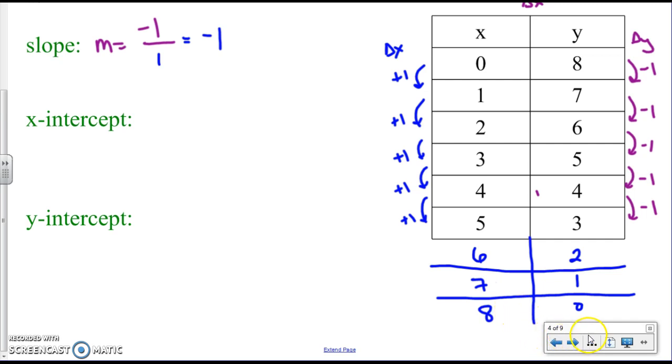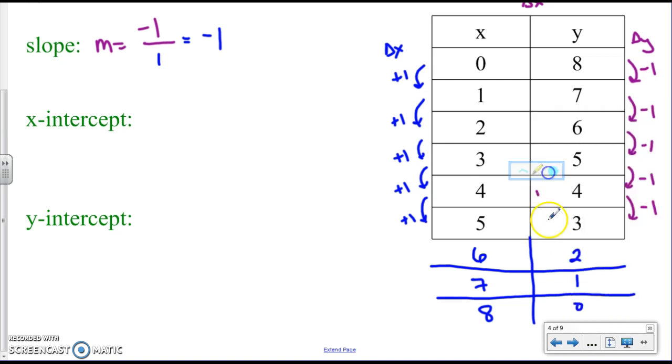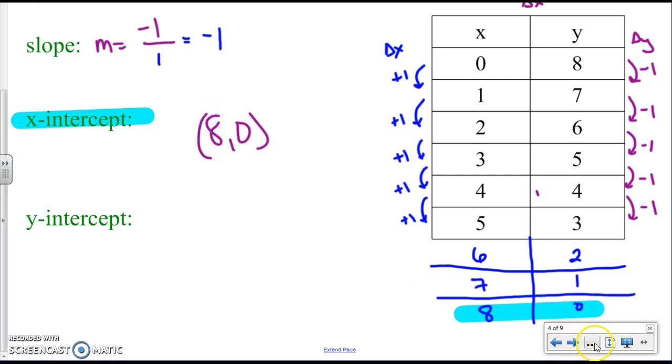Okay? So my x-intercept is going to be the one that has a 0 for my y. So I'm going to go ahead and highlight that. My 0 for my y gives me my x-intercept. So I'm going to go ahead and write that out. So I have the point (8, 0) for my x-intercept.